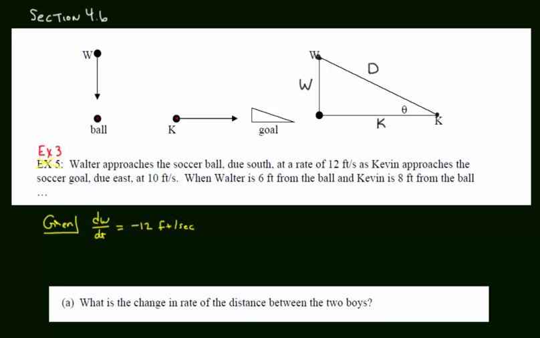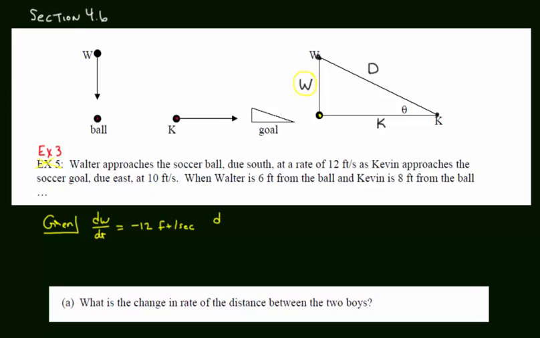The reason that it's negative is, see, Walter here, his distance is actually collapsing. He's running towards the soccer ball, and you can think of the soccer ball as the origin, and that distance between Walter and the origin is getting smaller, so we say negative 12 feet per second.